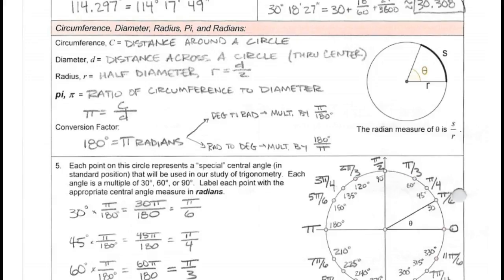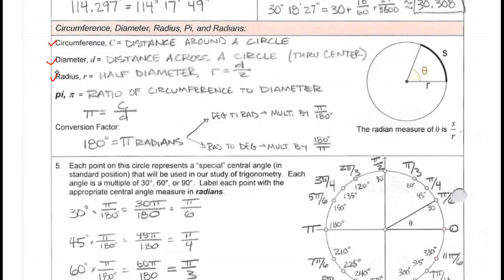or at least I expect you to already know. I do expect you to know that the circumference, or the distance around a circle, is the distance around a circle. I expect you to know that the diameter is the distance across the circle through the center. I expect you to know that the radius is half the diameter.